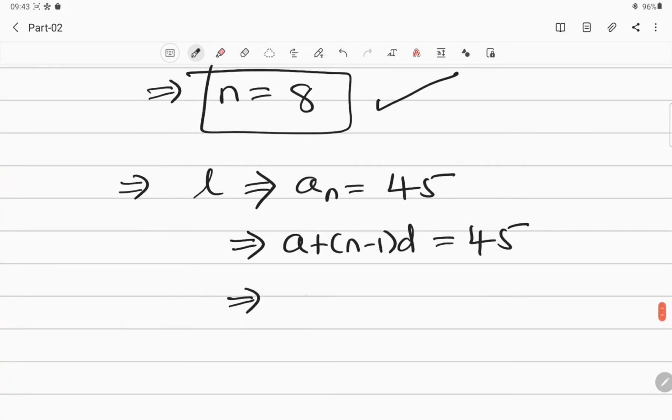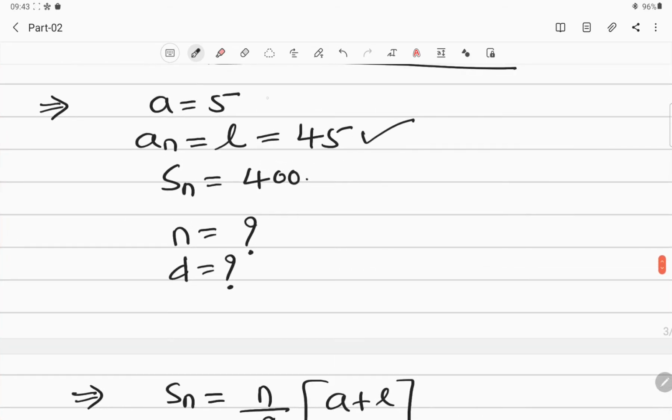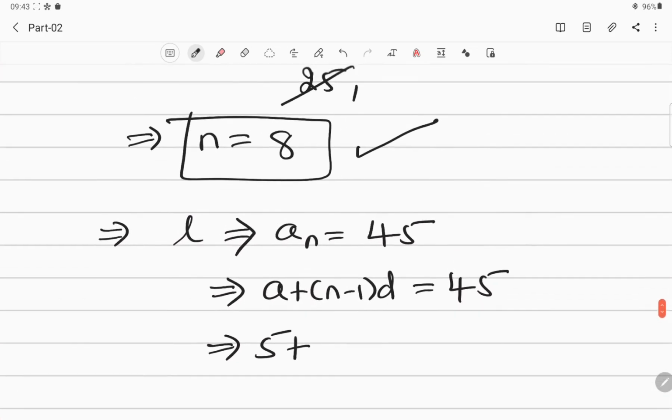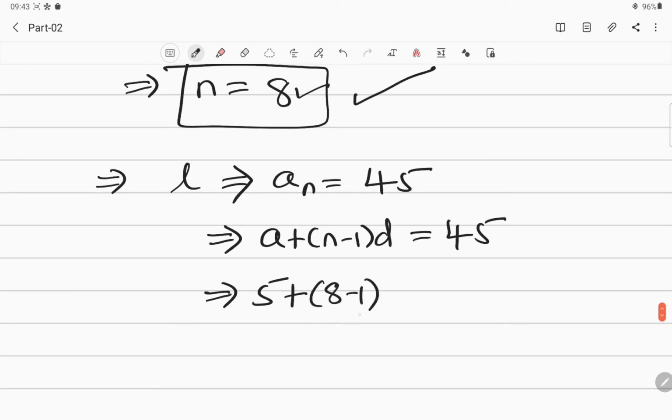Alright, so we know the value of a. What is the value of a? 5, right? That is already written in the given data. You should be having an idea about this. 5 plus n, means how many terms are there? 8 terms are there. That also we calculated. 8 minus 1 into d, and that is equal to 45.